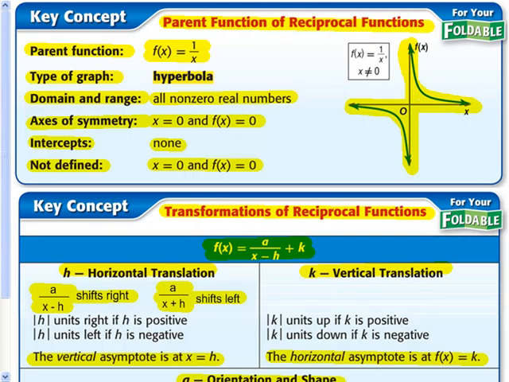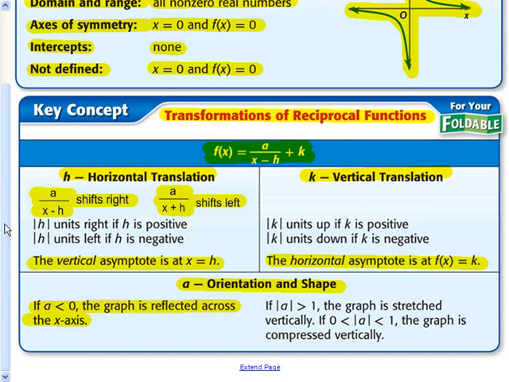But the nice thing about it, though, is the transformations are the same process that we've done before. H goes left and right, K goes up and down. So this should be really instilled in you at this point. H goes left and right, K goes up and down. And the H is opposite of what you think it's going to be. So copy those down as well.